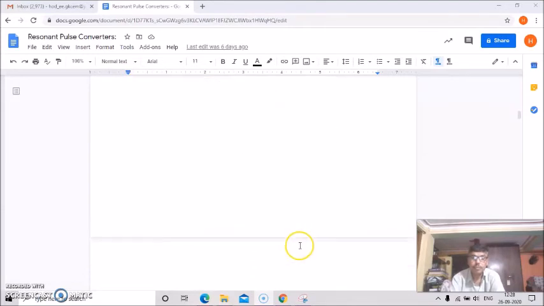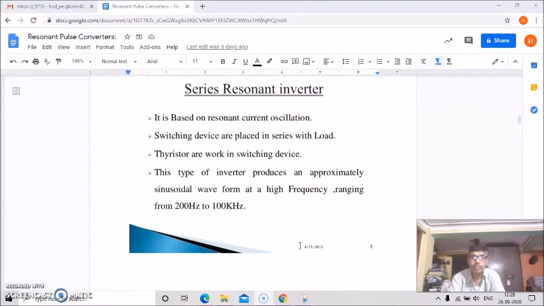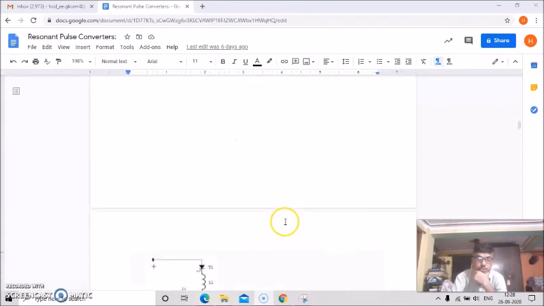With series resonant inverters, it works basically based on the resonant current oscillations. The switching devices are in series with the load, and thyristors work as the switching device. This type of inverter produces an approximately sinusoidal waveform at a high frequency ranging from 200 hertz to 100 kilohertz.